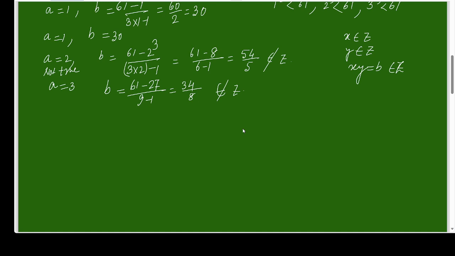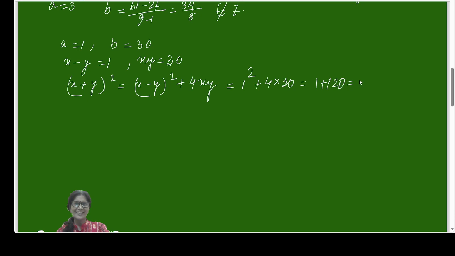So I have got only one pair: a is equal to 1 and b is equal to 30. What was a? a was x minus y, and b was xy, which is equal to 30. I have to solve for x and y.